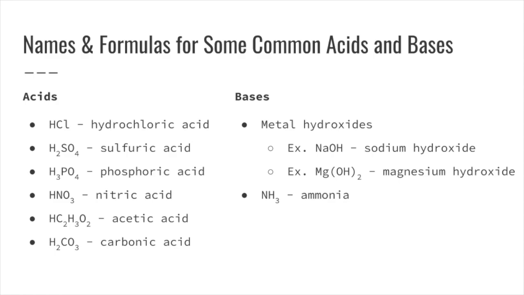The name of any metal from the periodic table, followed by the word hydroxide, is a base. Ammonia has the formula NH3, and it is also a base. Do not confuse the molecule ammonia, NH3, with the polyatomic ion ammonium, which has the formula NH4+.